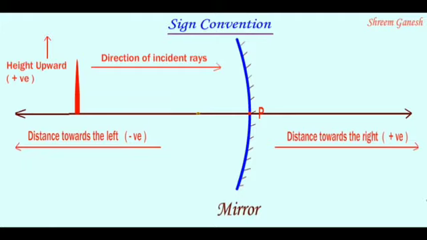Then the upward position. The height upward, the image height upward, means positive value. Then image downwards means negative value. This is the sign convention of the lens.